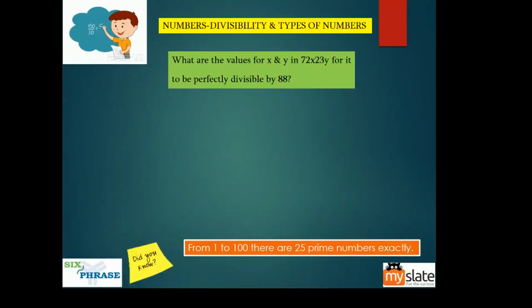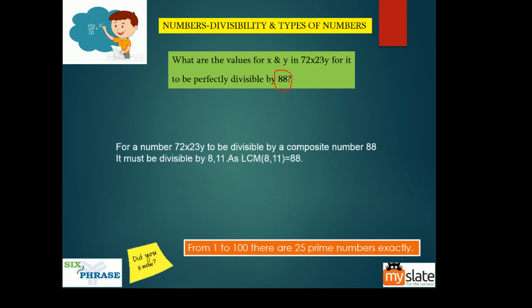What are the values of x and y in 72x23y for it to be perfectly divisible by 88? Guys, 88 is a composite number. What do you do with a composite number? Find the LCM of something and something to be equal to 88. Okay, so that is what it says here. For a number to be divisible by a composite number, it must be divisible by 8 and 11, as the LCM of 8 and 11 is 88. Okay, so all this we've seen in the previous classes. So, for the number to be divisible by 88, that number must be divisible by 11 and 8.